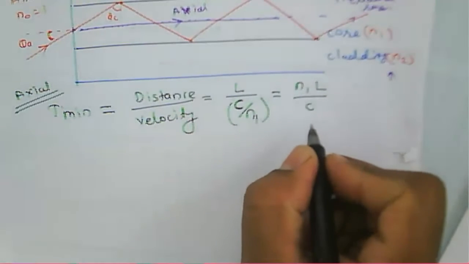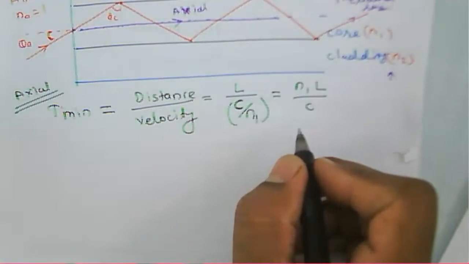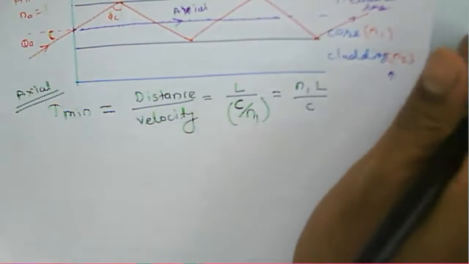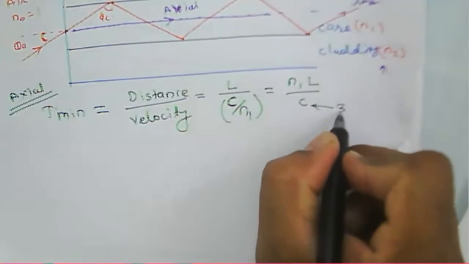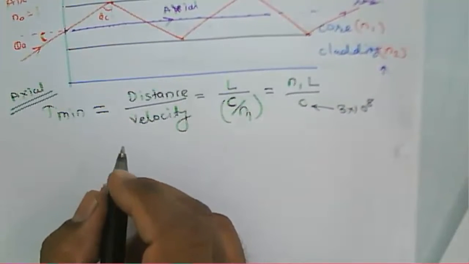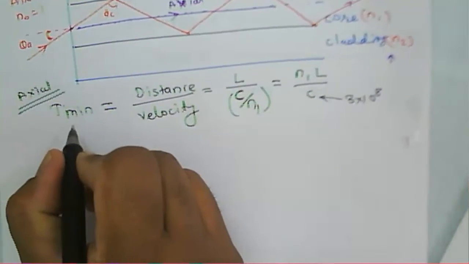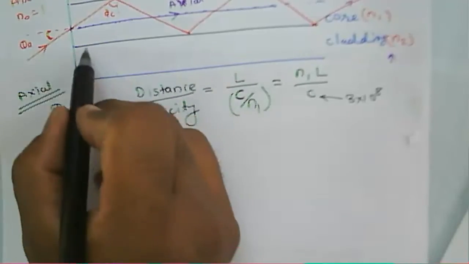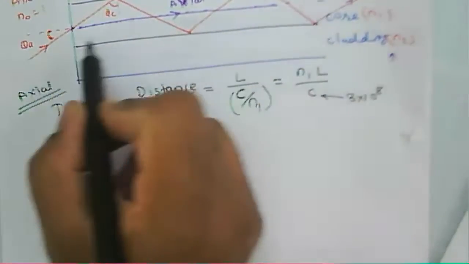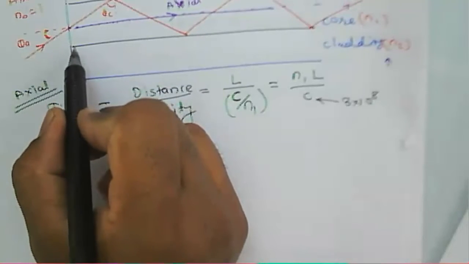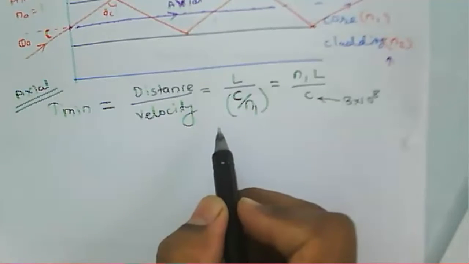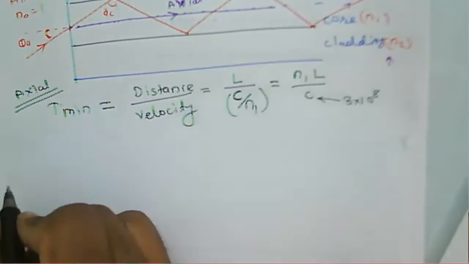Here c is nothing but the speed of light in a vacuum, which is 3 into 10 to the power 8. And this is the minimum time taken by the axial ray propagating through the fiber, traveling along the fiber of length L. That is why this is the minimum time.